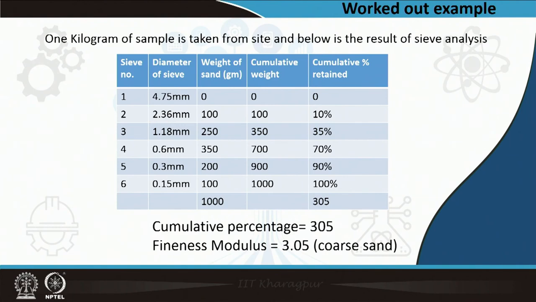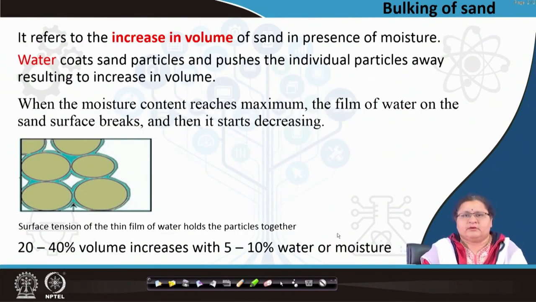After knowing this, we move to the important phenomenon which is called bulking of sand. If you remember, in the previous lecture, when we were discussing batching, we told one is volume batching, one is weight batching. And in many domestic level works, we go by volume batching because that is easier, rather convenient. You have a measuring unit and you are using 2 times, 1 time, 3 times, whatever is the mix, you are going and using that as the unit.